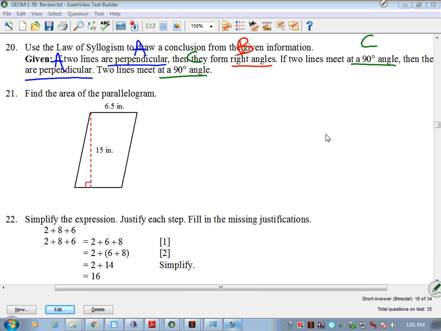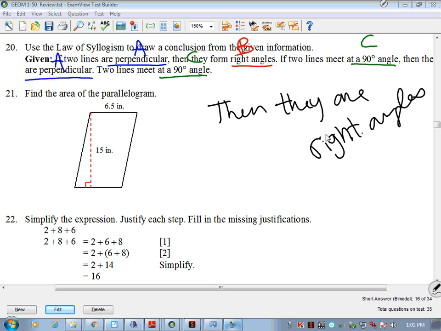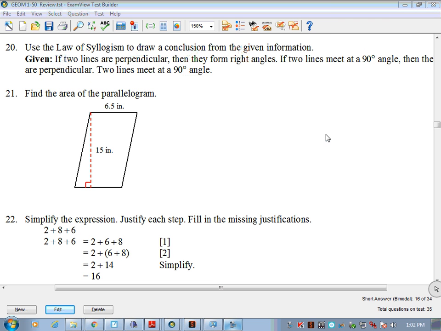So our conclusion is, then, they are what? Right angles. Boom. Okay? I mean, boom is not hardly more of a statement. Okay. Let's go to number 21.